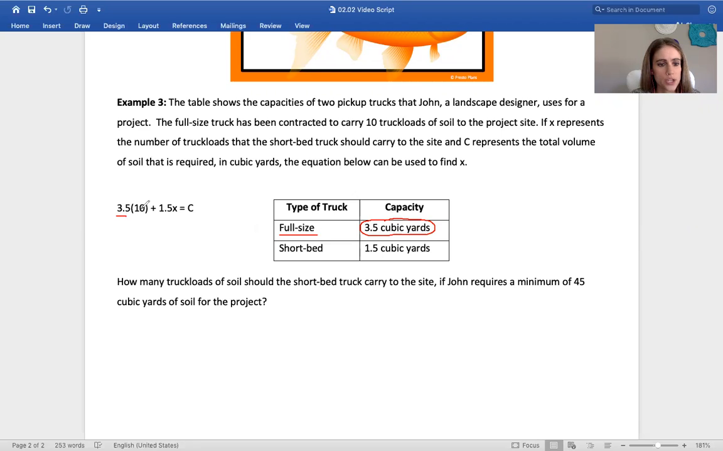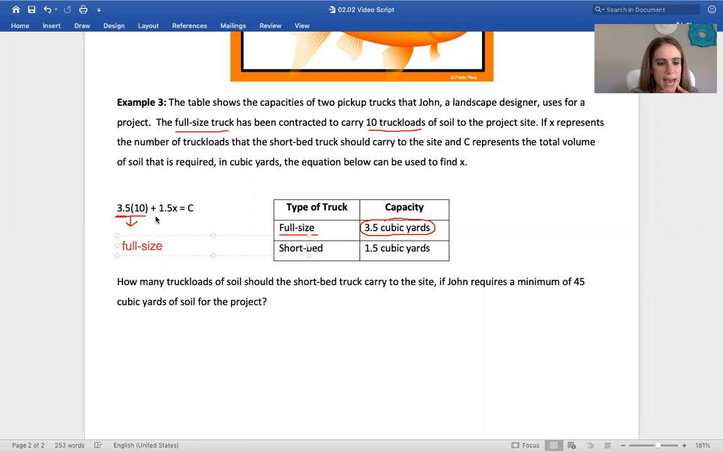And I see in the equation it's being multiplied by 10. Where did they get that? Right here. The full-size truck has been contracted to carry 10 truckloads. So this information represents all of the data needed for the full-size truck.